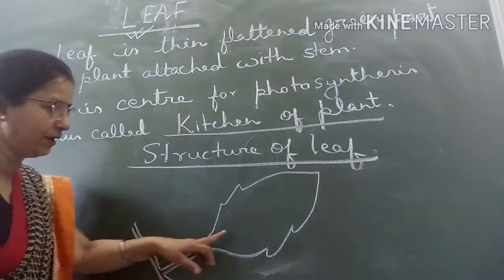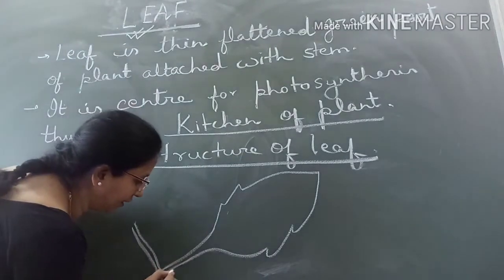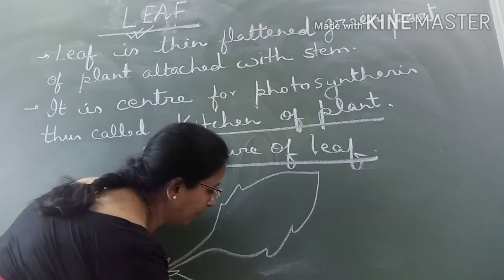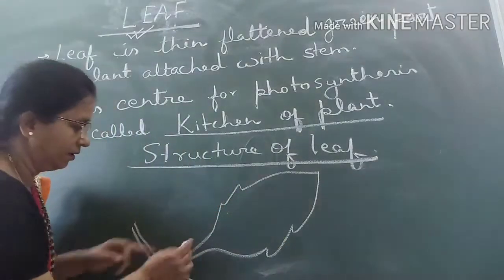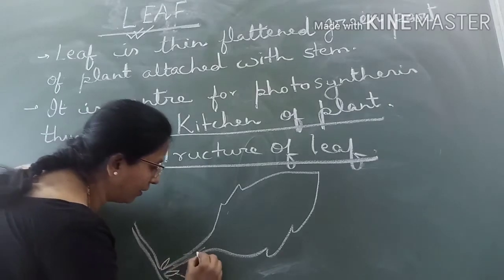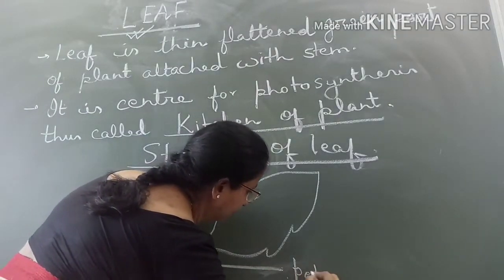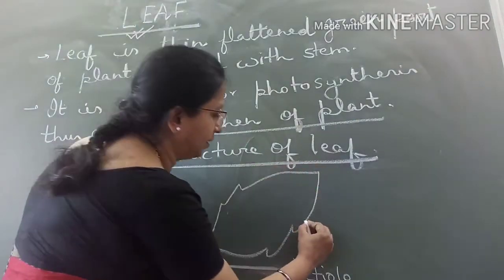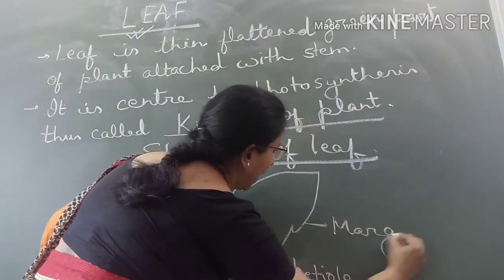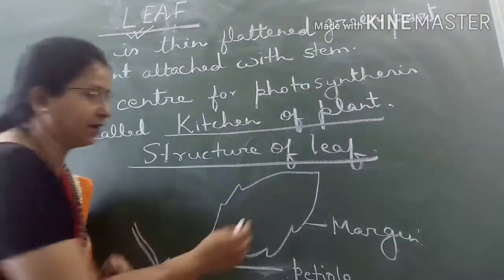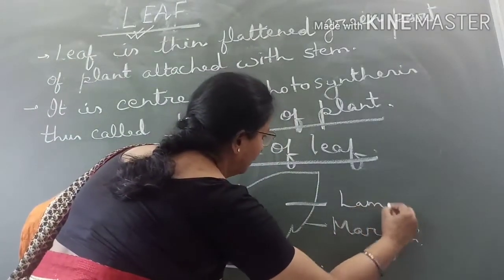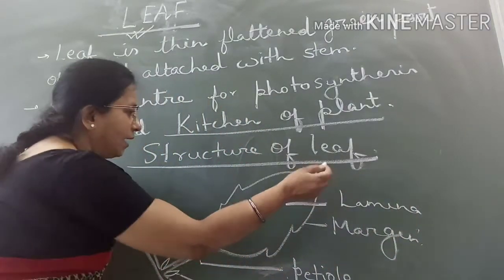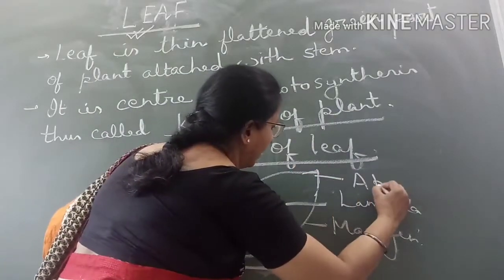The branch from where the leaf is attached contains leaf-like structures. They are called stipules. The stalk of the leaf is called the petiole. You can see here the margin. This one is the margin. The expanded part is called the lamina. Here you can see the conical part, and this one is called the apex.